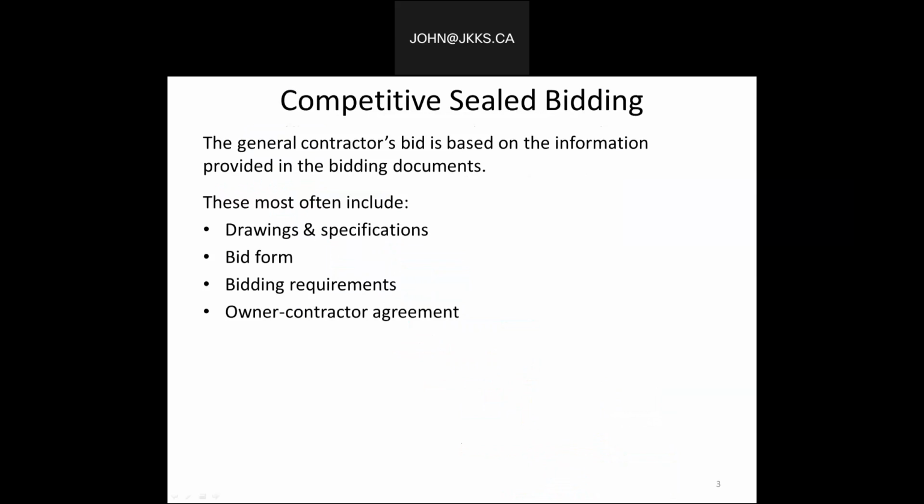Often on publicly funded projects, the award of a construction contract is based on a sealed bidding process. It may also be called open bidding. All bidders receive the same information, thus are in equal competitive standing to submit their own bid. Generally, the contract is awarded to the lowest bidder. So if we take a look at it, again, the most often documents that are included are the drawings and specifications, the bid form, the bidding requirements, and the owner-contractor agreement.